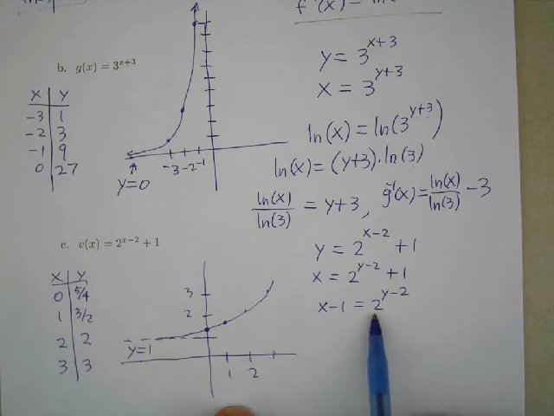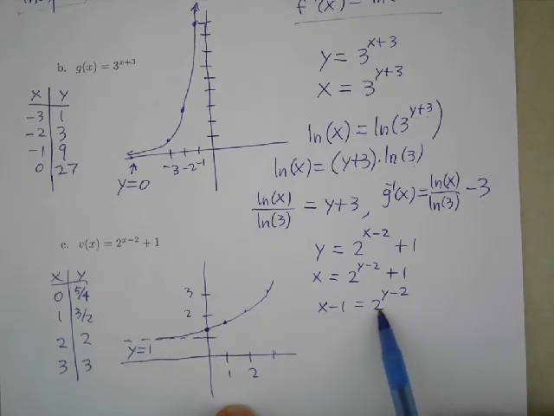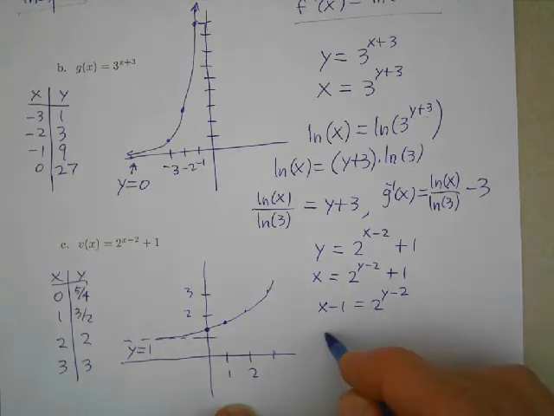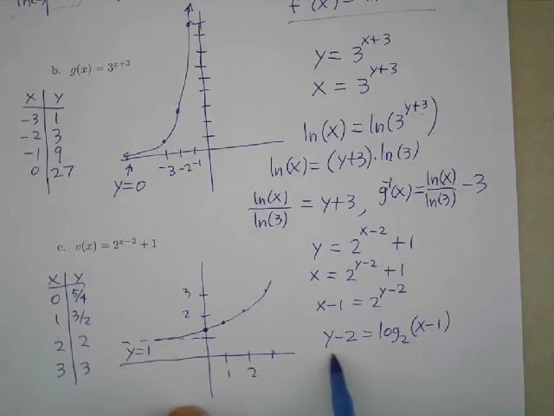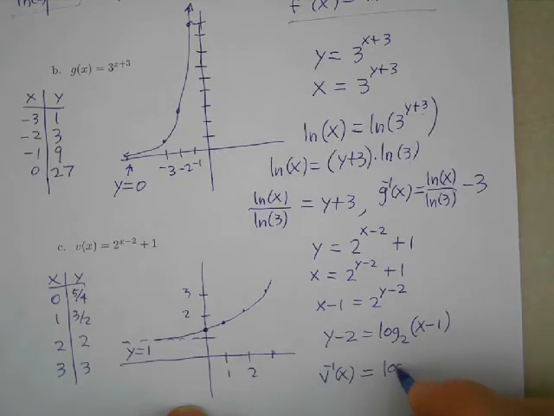This time I'll just convert this exponential equation into a base 2 logarithmic equation. So since the base of the exponential is 2, then I'll use a base 2 logarithm, and the exponent, y minus 2, is equal to the base 2 logarithm of x minus 1. And then we just add 2 to both sides, and that will be the inverse of v. v inverse is log base 2 of x minus 1 plus 2.